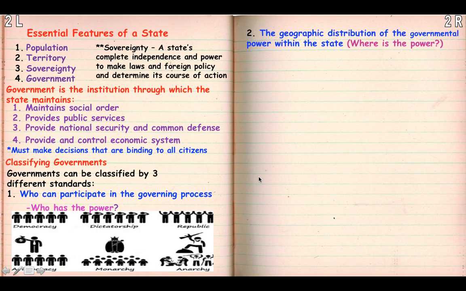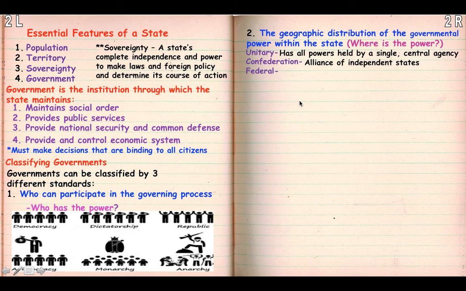Our second one is where is the power? So we've got these three different distributions of power, right? A unitary government is where powers are held by a single central agency, which is the federal government, right? Uni, meaning one, such as unicycle or unicorn, any of those things. University, one area. Universe, one body.